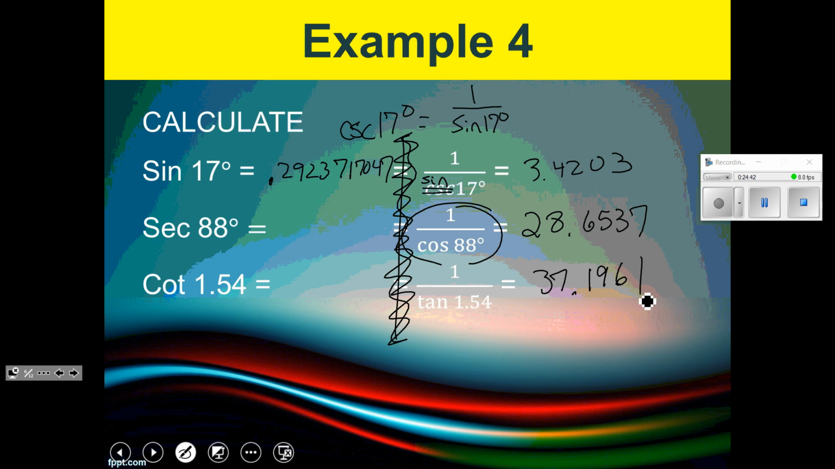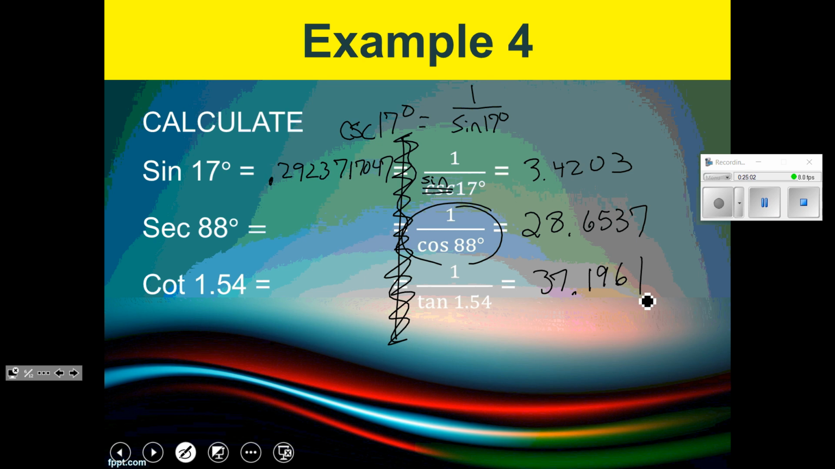Okay, any questions? If you want to do the reciprocals, if you want the cosecant, you do 1 over the sine. If you want the secant, you do 1 over the cosine. If you want the cotangent, you do 1 over the tangent. Everybody good?